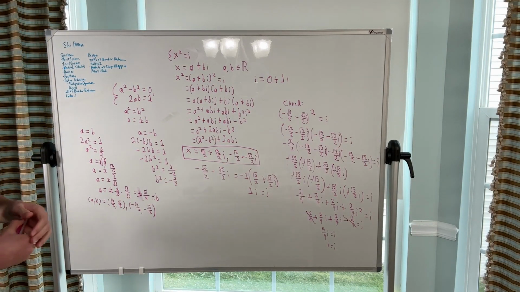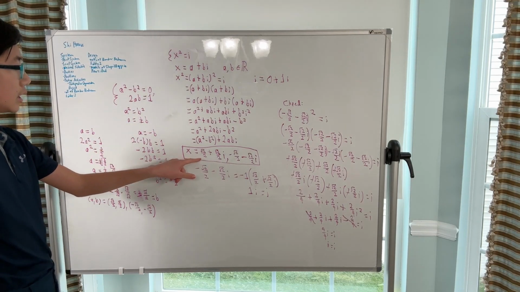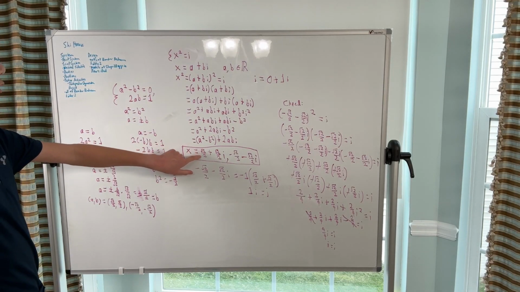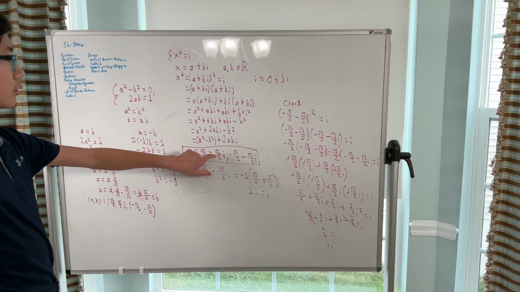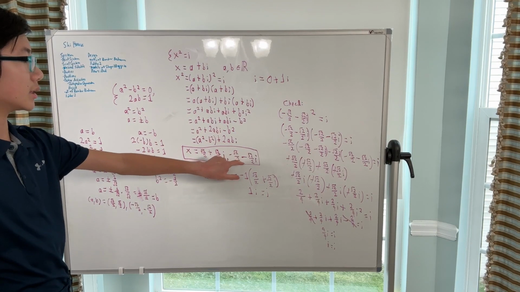And now we solved x squared equals i, where x can either be the square root of 2 over 2 plus the square root of 2 over 2 i, or negative square root of 2 over 2 minus the square root of 2 over 2 i.